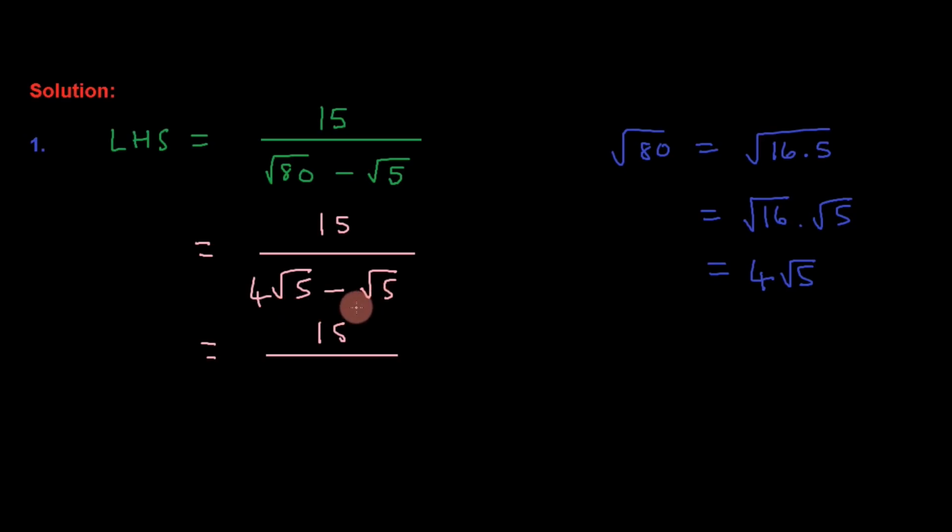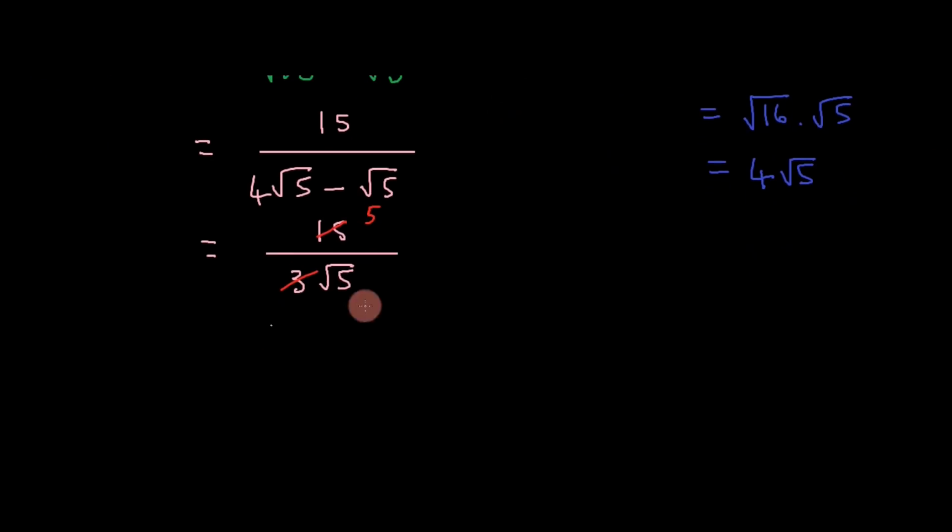We can add like terms in the denominator. 4 square root 5 minus 1 square root 5 is 3 square root 5. And a 3 can cancel into the 15, goes 5 times. And we are left with 5 over square root 5.